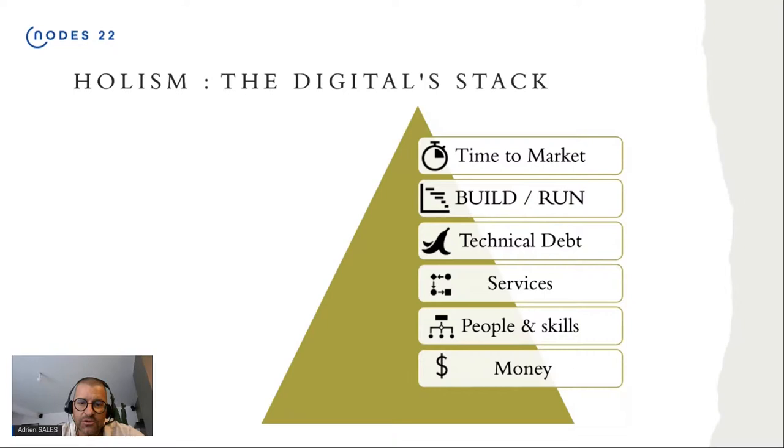And then we come to the next step, the build and run. The build and run, for those who don't know what it is: when you build things, everyone loves to build things. I create something, I'm very happy with my new toy, but then one year later, it can become a real hassle to maintain it up and running and secured. And then we achieve the top of the pyramid, which is the time to market.